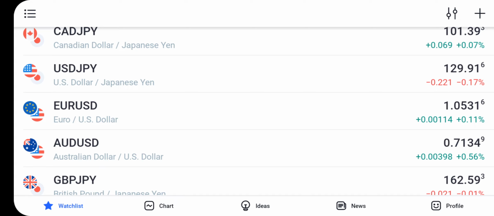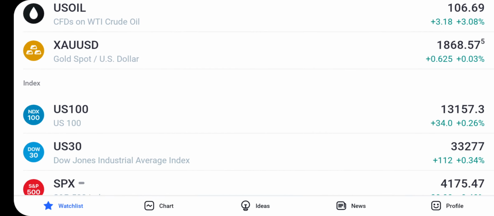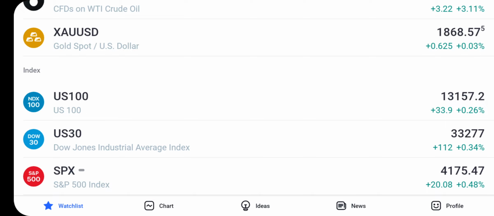I wanted to show you guys you can trade anything. You can trade anything using this strategy, guys. So for now, I think I'm done.